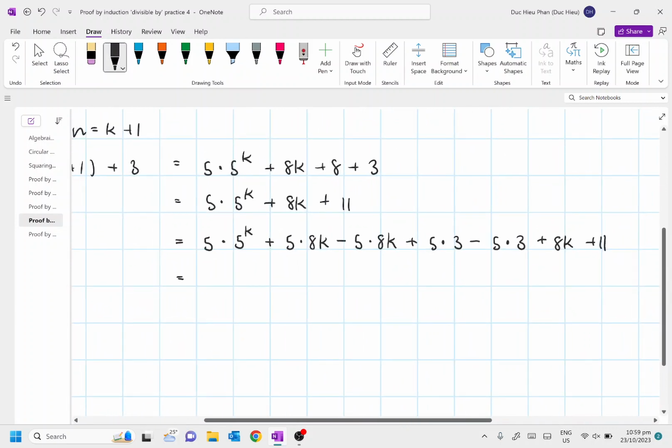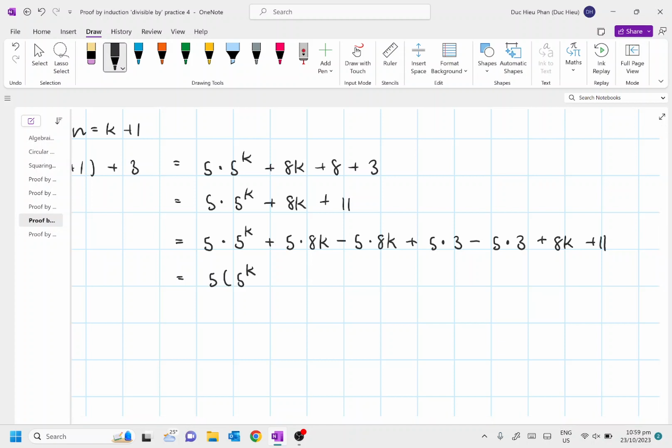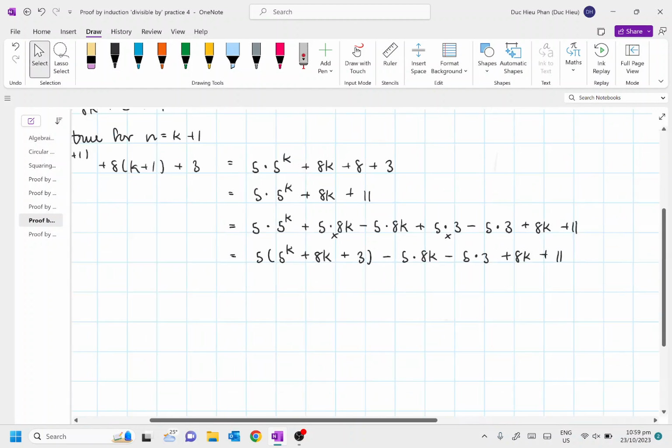And we're going to do it straight away. So 5k plus 8k. So here, and then let me just cross out that. And then we want to plus the 3. Cross out this. That leaves us with minus 5 times 8k minus 5 times 3 plus 8k plus 11. And I'm going to tidy up this later.